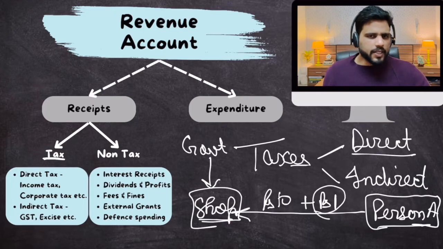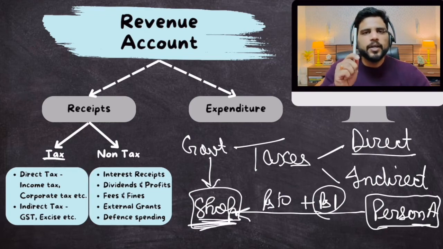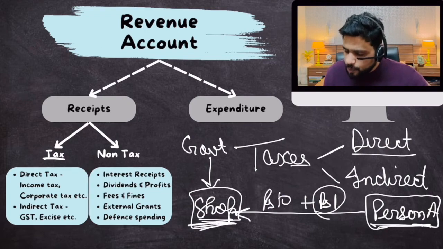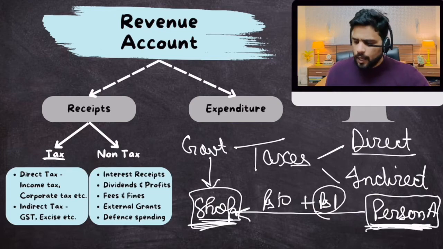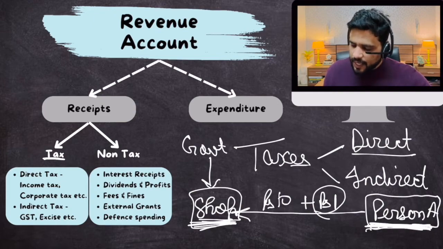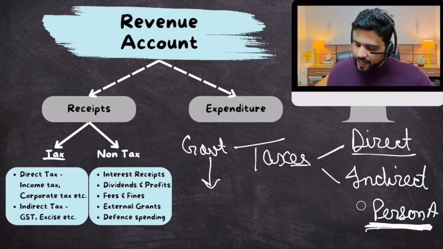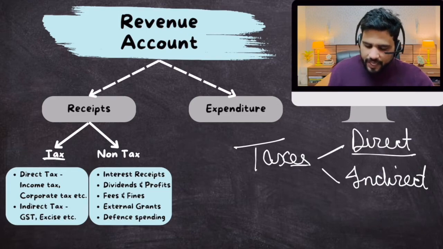Now in this case, what is happening? The government is levying this tax on the shopkeeper, but the final burden of this tax comes on this person A. Yes, the burden of this tax is on this person, but it is being collected from someone else. So the government is in a way indirectly collecting this GST from you. Not directly, but indirectly. Now these are examples of indirect taxes. Very simple difference.